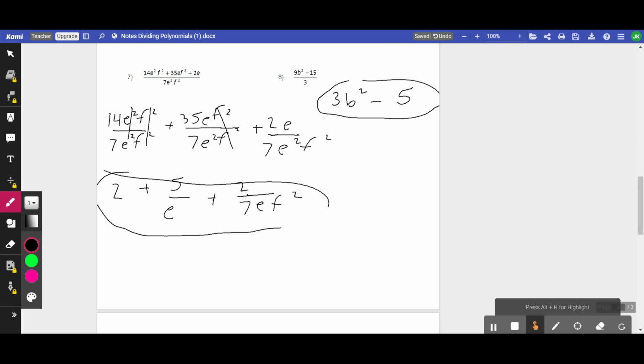Okay, so that's how to divide polynomials by a monomial with just one term on the bottom. Tomorrow you're going to learn how to divide a polynomial by a binomial. So that's when you have 2 terms on the bottom.